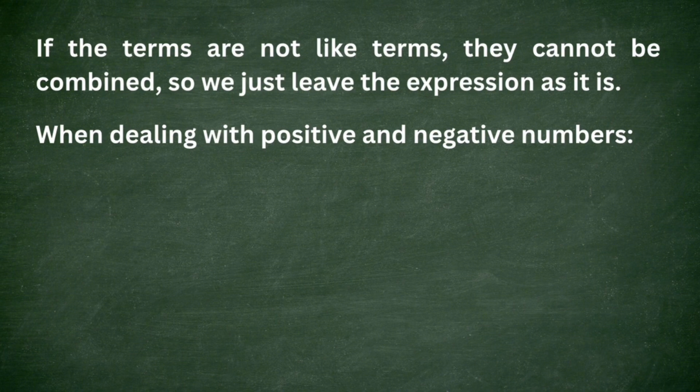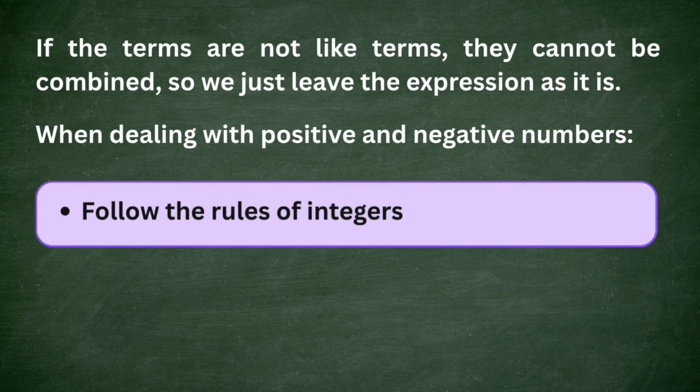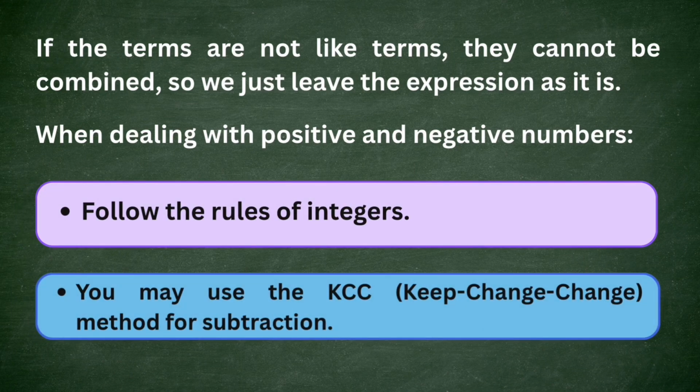When dealing with positive and negative numbers, we must follow the rules of integers. You may use the KCC, which stands for keep, change, change method for subtraction. By mastering these steps, you can simplify monomial expressions quickly and confidently.